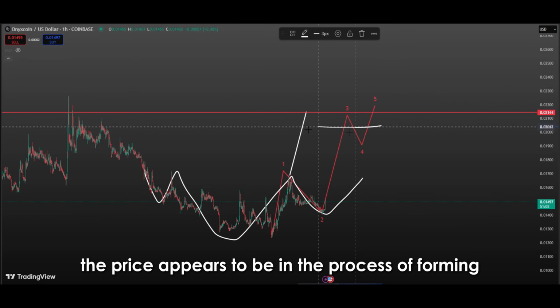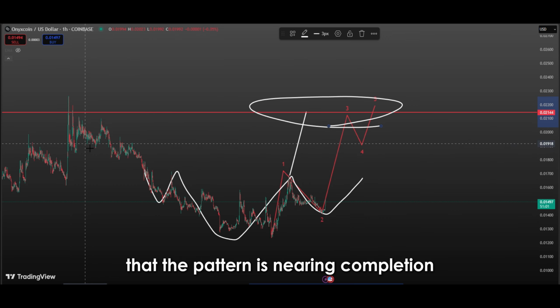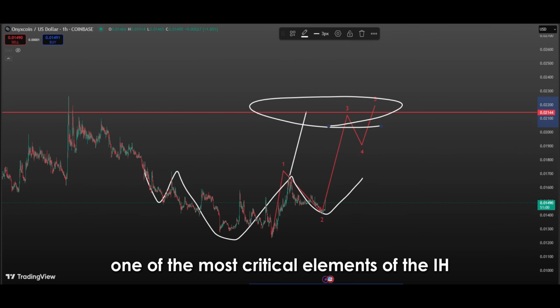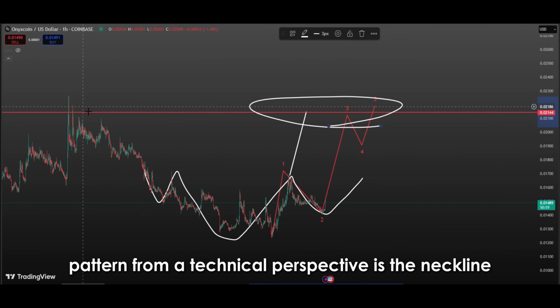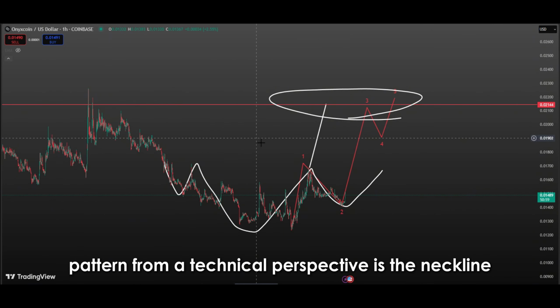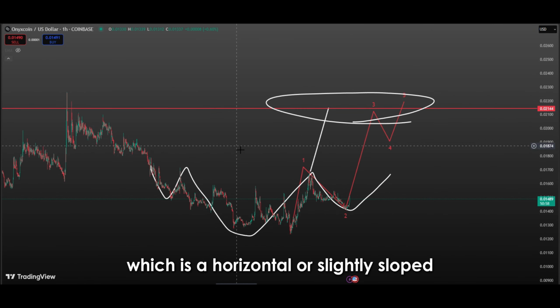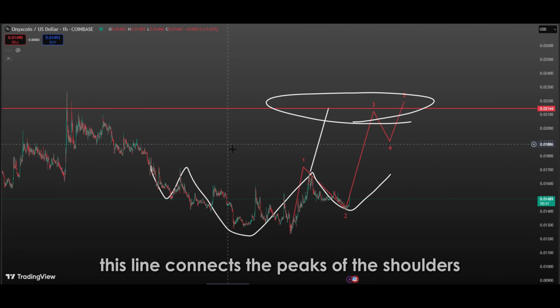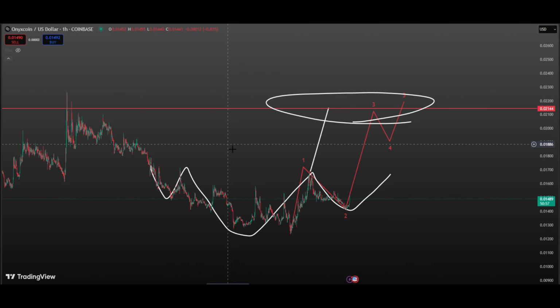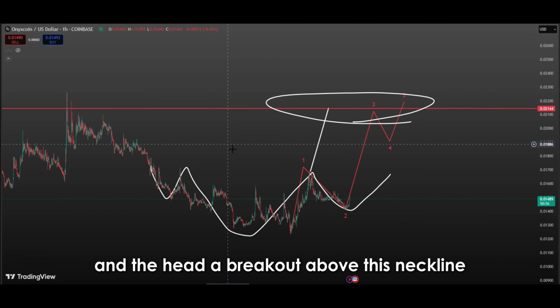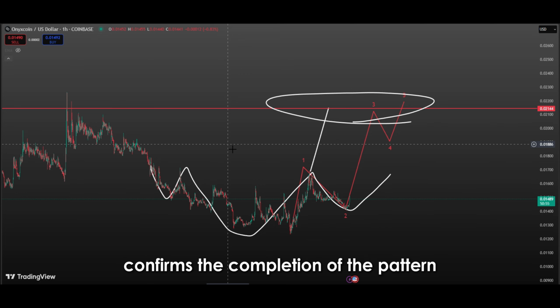Currently, the price appears to be in the process of forming the final shoulder, which is one of the clearest indicators that the pattern is nearing completion. One of the most critical elements of the IH&S pattern from a technical perspective is the neckline, which is a horizontal or slightly sloped resistance level. This line connects the peaks of the shoulders and the head. A breakout above this neckline confirms the completion of the pattern and signals a trend reversal.